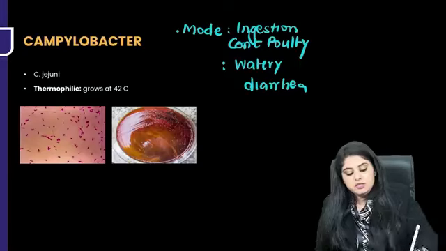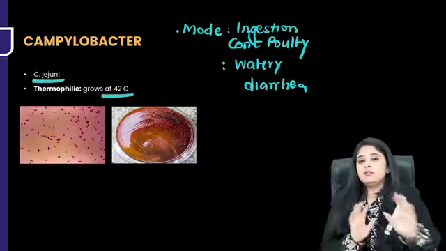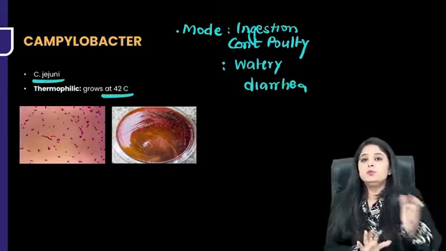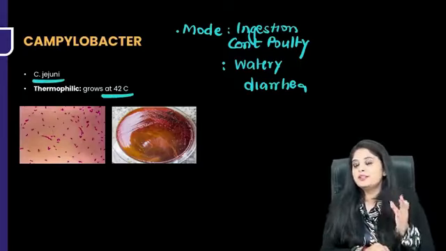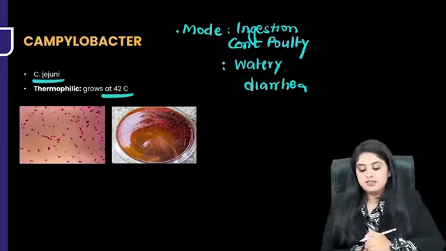Like our mothers say, in the month of June, 42 degree centigrade, please don't go under the sun, have a lot of water because you will get loo. That is what your mother says, loo, watery loo. So remember, watery diarrhea is what these patients are gonna have.